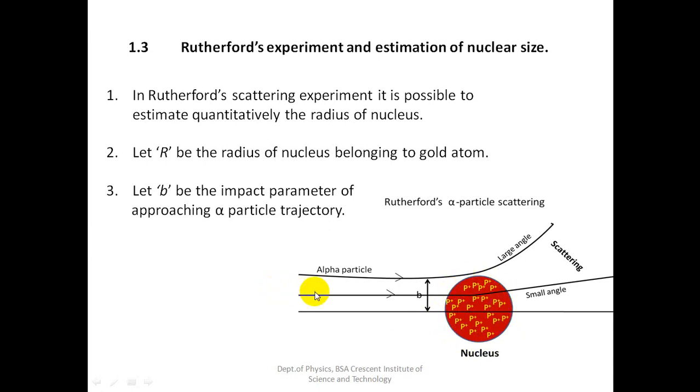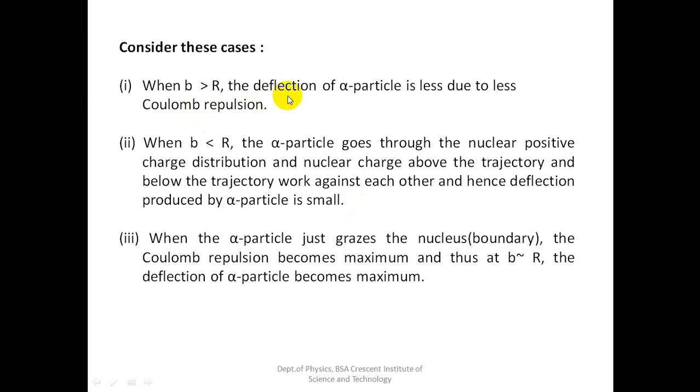The alpha particle is approaching in this direction towards the nucleus, and we have different alpha particles too. Let b be the impact parameter, that is, the distance of the trajectory of the alpha particle from the center of the nucleus. And R is the radius of the nucleus. What is expected now? When b is much larger than R, which means the alpha particle is very far away, the deflection of the alpha particle is obviously very little.